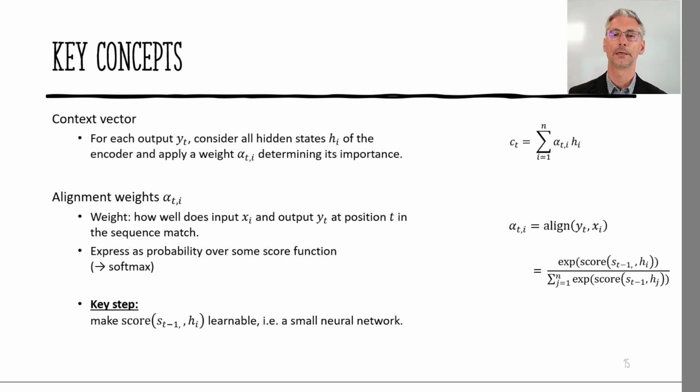But to recap, right, we have the context vector. So for each output, we consider all the hidden states of the encoder and apply some sort of weight determining its importance. And these weights are the alignment weights. And that describes how well the input x and the output at some position in the sequence match. And we express this as sort of a probability, or rather it's not a normalized probability, as some sort of value between 0 and 1 over some score function. So now the idea is that we make the score function learnable. And what we mean by this is that it's not a handcrafted feature, but we use, for example, a small neural network.